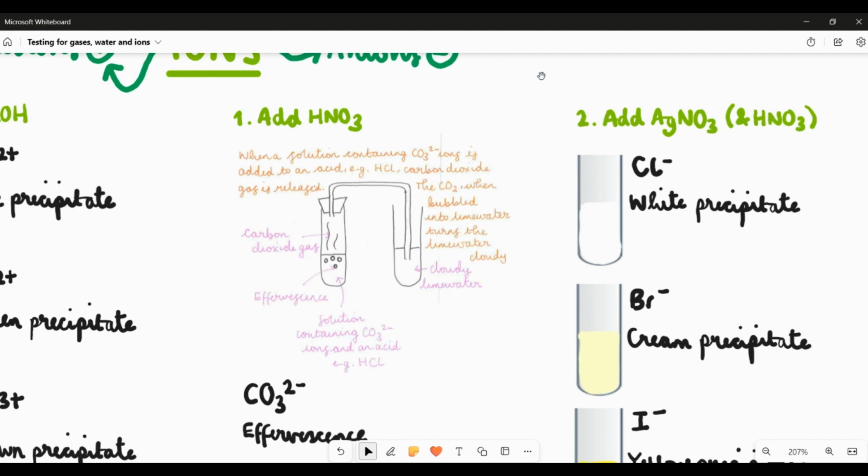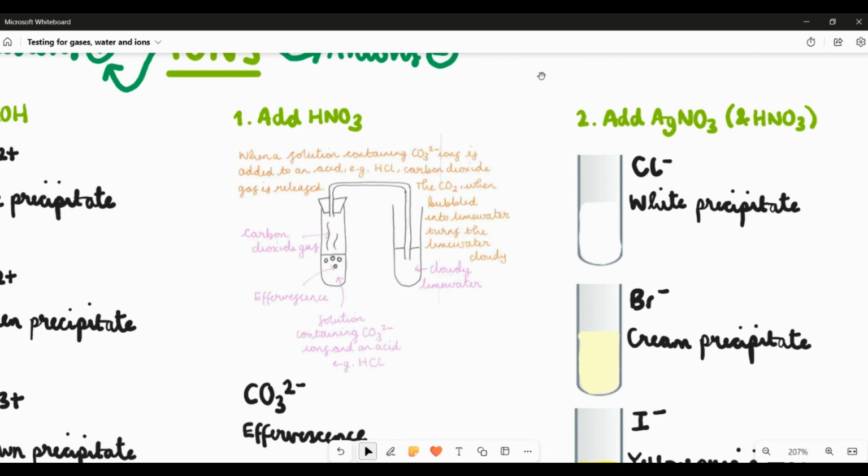Now again, going back to testing for gases, if we were to trap that carbon dioxide, we could bubble it into lime water, and the lime water would go cloudy. That would be additional proof that we definitely started with a carbonate and that the gas that we had made was definitely carbon dioxide. But effervescence on its own would be enough in this situation, because there are no other anions that we are interested in knowing the tests for.